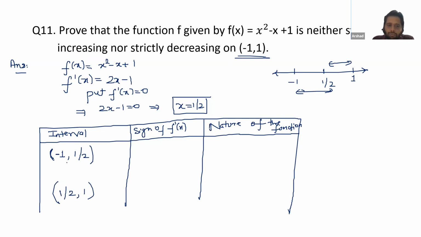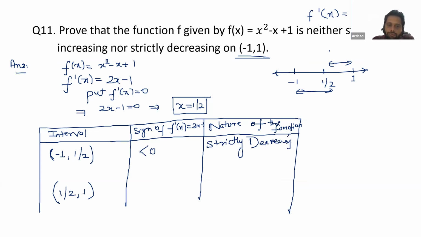Now for -1 to 1/2, we have f dash x, which is 2x minus 1. Anyone can give me a point between -1 and 1/2? 0. So put 0 here, you will get a negative. That means for this interval, f dash x is less than 0. So this means strictly decreasing.